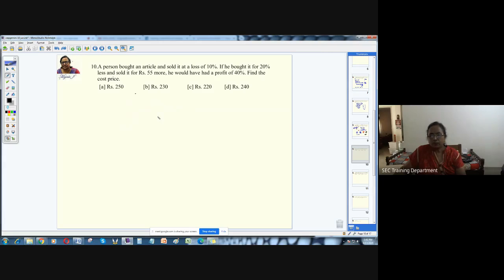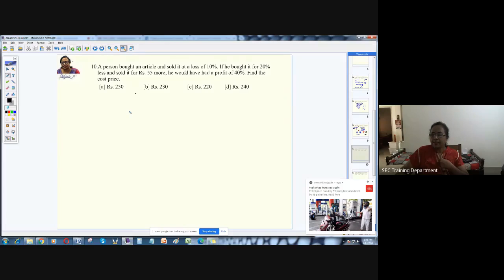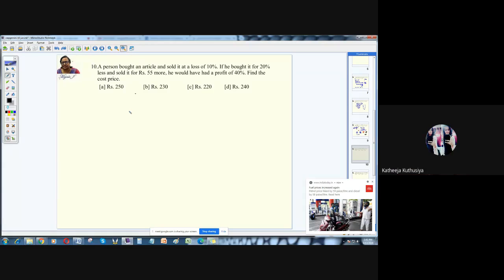You cannot say that you do not know about that, or even if you know, I want the shortcut to be followed. Because if you do it in a lengthy process, it's going to be a problem. So this profit and loss, what are the things involved in that? What are the parameters? Cost price, selling price, profit, loss, loss percentage, profit percentage. Then one more is there. Mark price, discount.